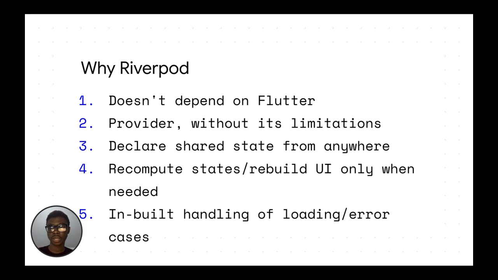The fifth one is the inbuilt handling of loading and error cases. The Riverpod library gives us a method to handle loading and error cases. So in case your data doesn't load, it gives you a method to handle this particular case. When your data is being loaded, it can give you a different value from when your data is loaded, or when loading your data throws an error. So these are the different cases that Riverpod can give us.